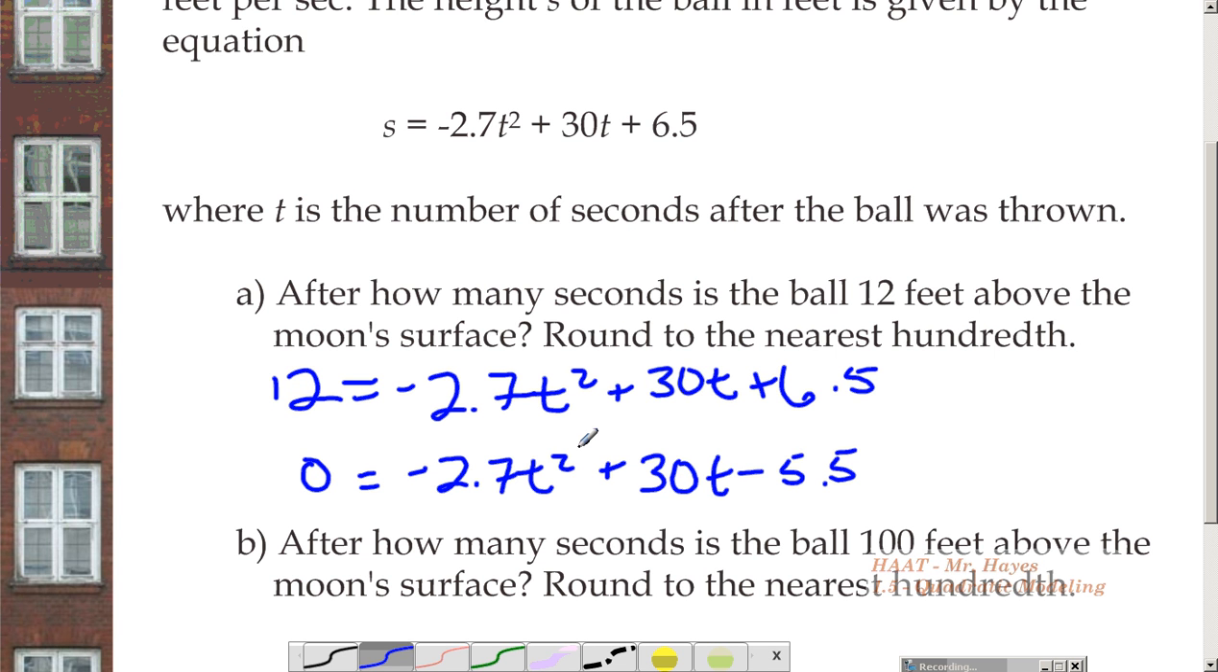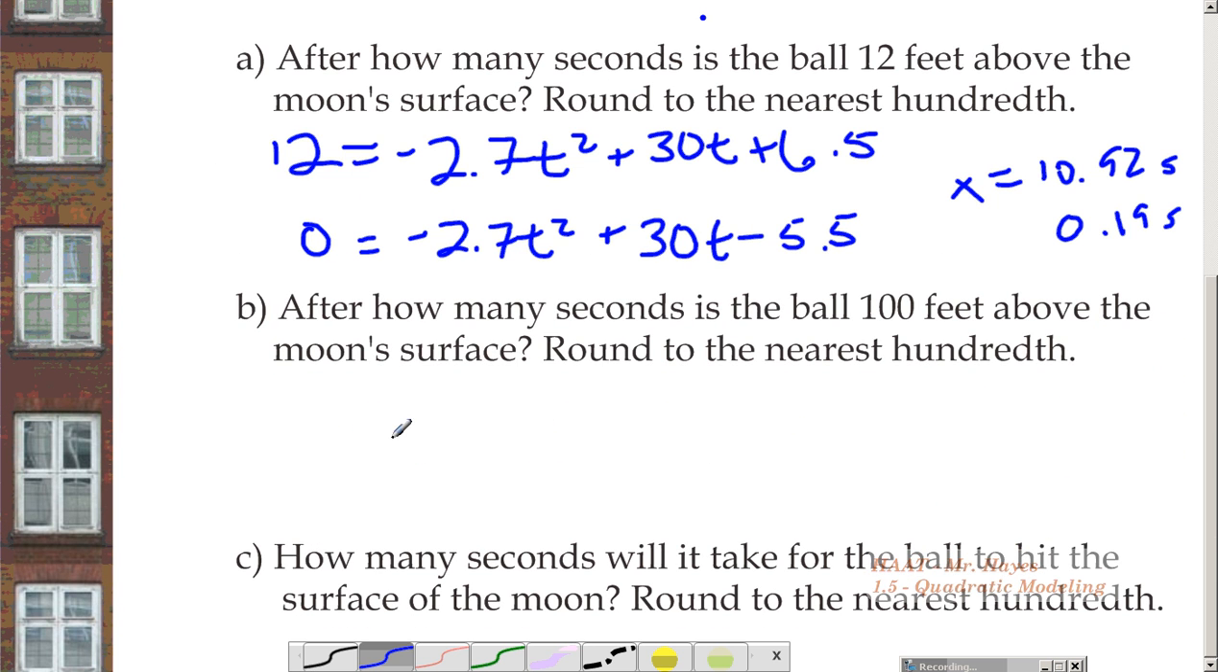Okay, so then from there, you're going to go through and solve the quadratic equation, solve it by completing the square, which I would not recommend because of this 2.7. Whatever. Go from there. Your answers, by the way, it turns out are going to be 10.92 seconds and 0.19 seconds.